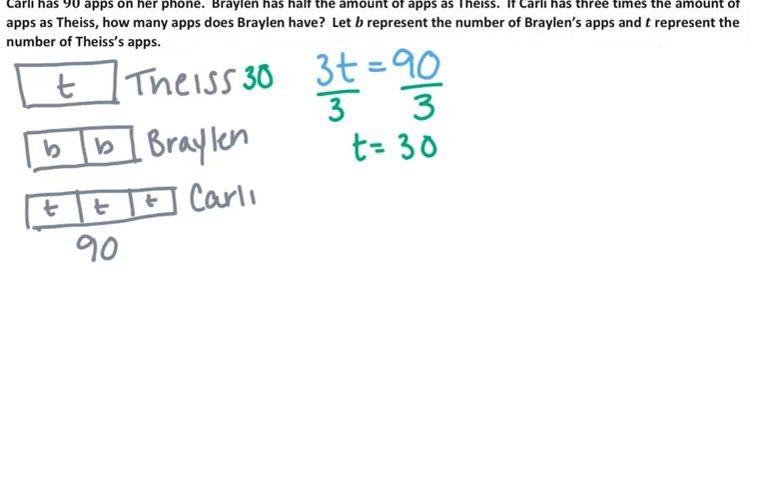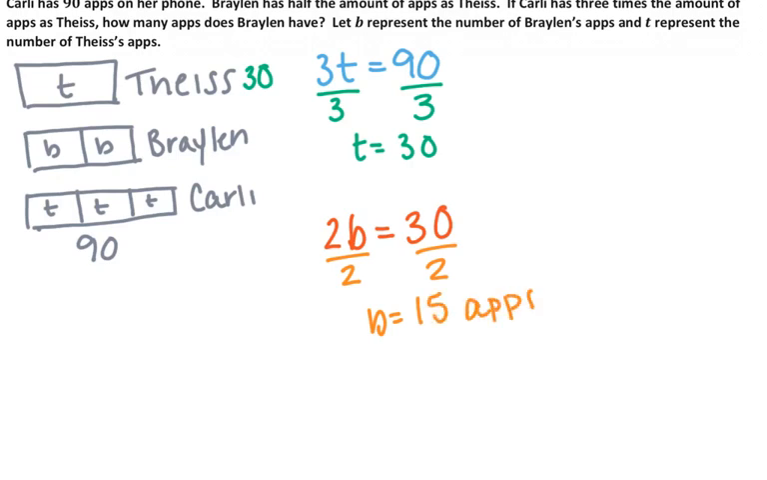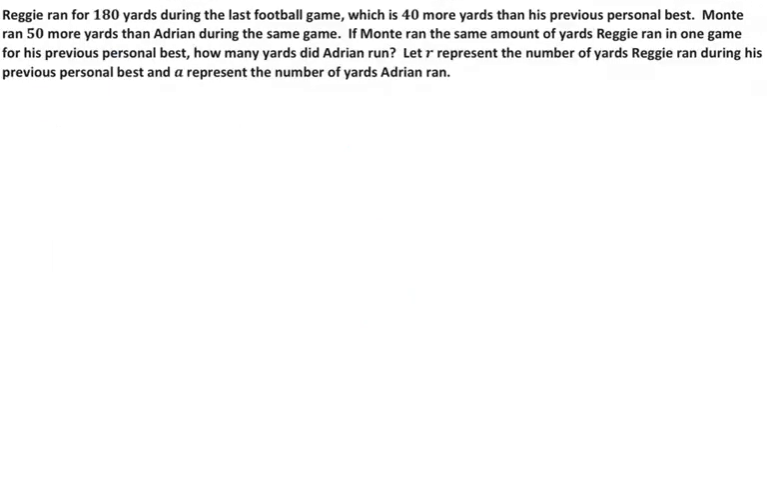And we know that Braylon has half the amount of apps that Thesis has. So it's going to be 2B is equal to 30. So we're going to divide both sides by 2, which gives us B is equal to 15. So Braylon has 15 apps. And remember to always include your unit.